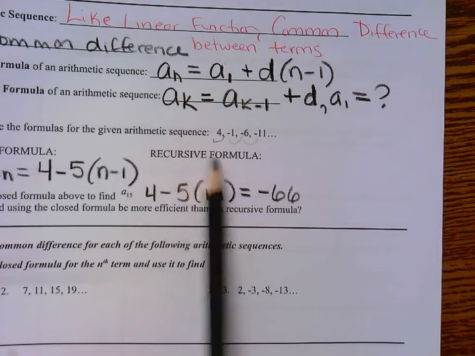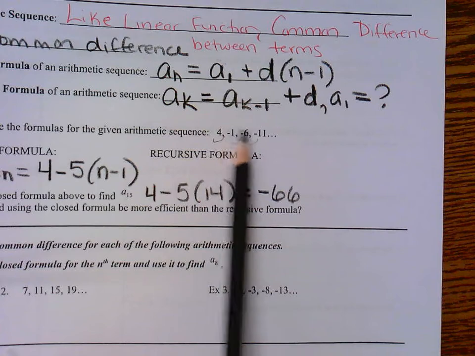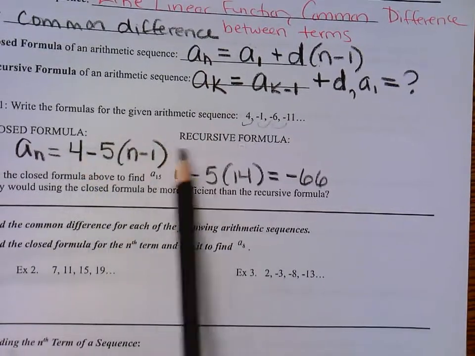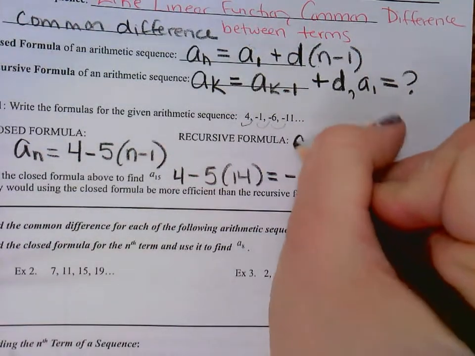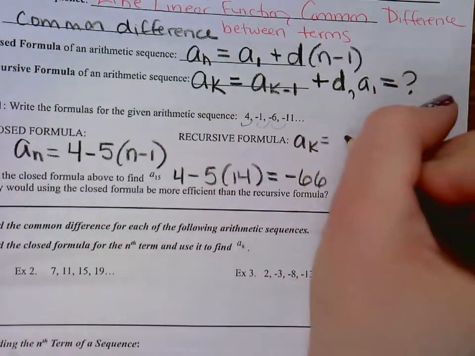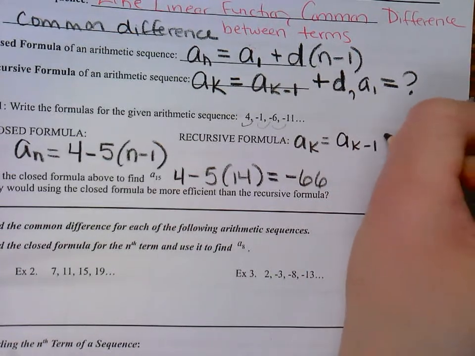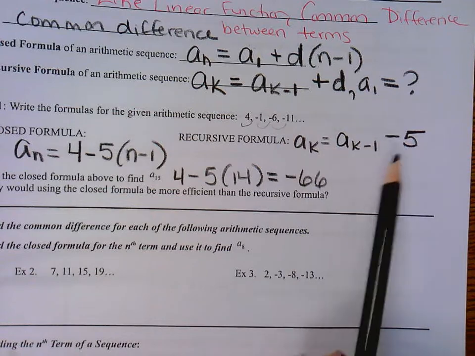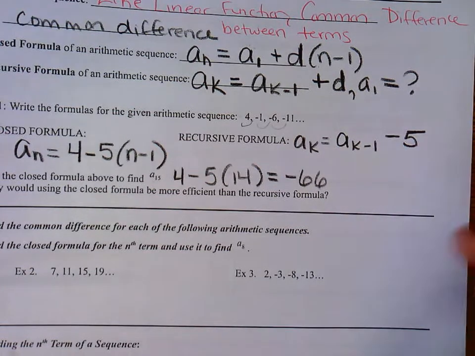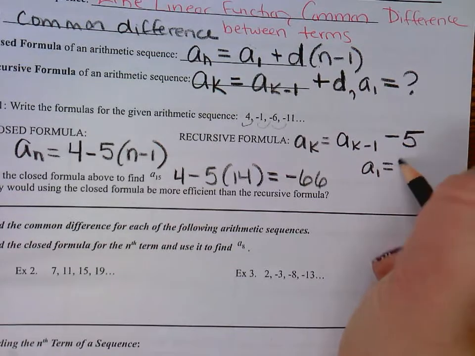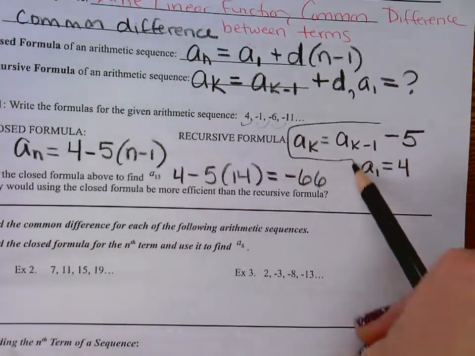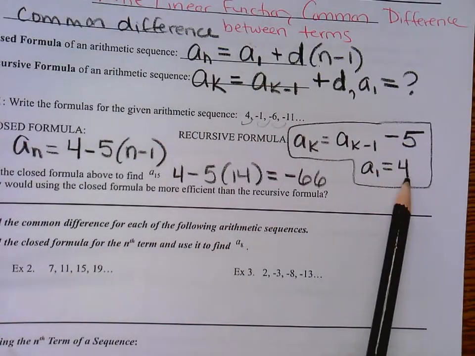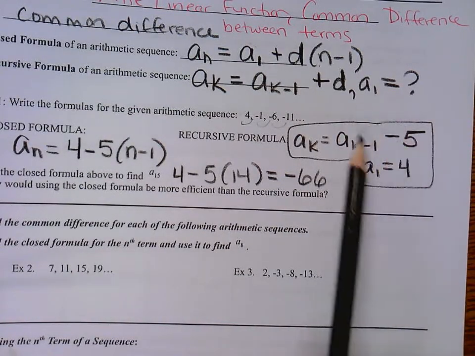So if I write the recursive formula down here for this example, some things are going to look the same and some things are going to look different. The recursive formula: a sub k equals a sub k minus 1 minus 5, right? Because our common difference was minus 5. I'm subtracting 5 every time. And I need to tell them that a sub 1 is 4. So this whole thing is the recursive formula. It tells you what to do: start at 4 and subtract 5 every time.